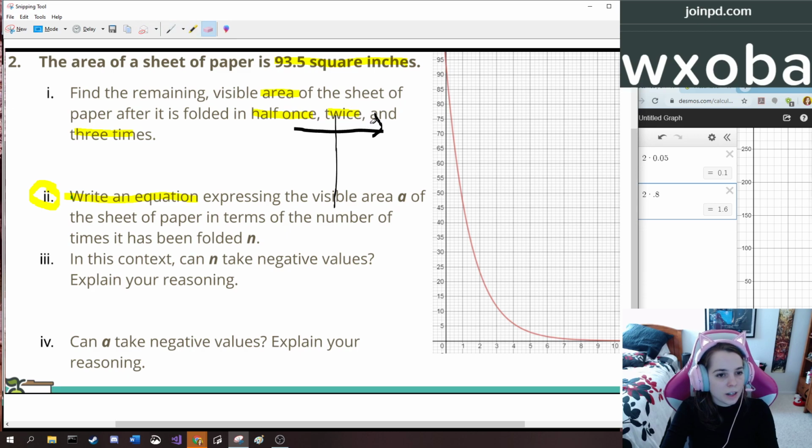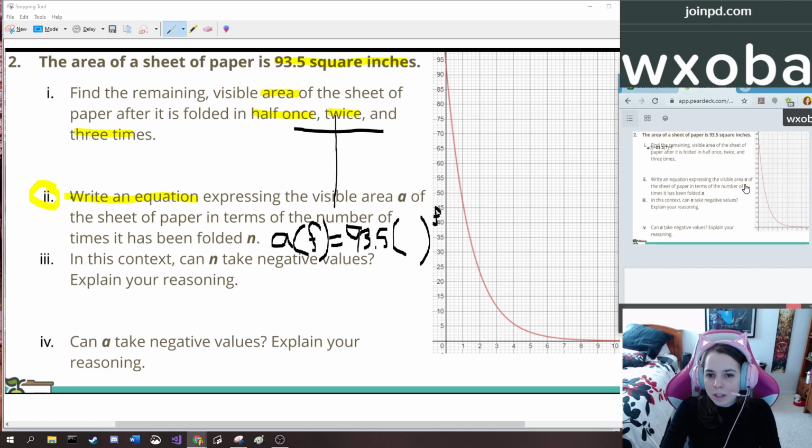So I see a student using, I like the equation they used. They used A for area and F for folds, equals the starting area, which is 93.5. They weren't sure what the rate was, but then they said to the power of the number of folds. Okay, so let's help this student here. What would the rate be for this equation?